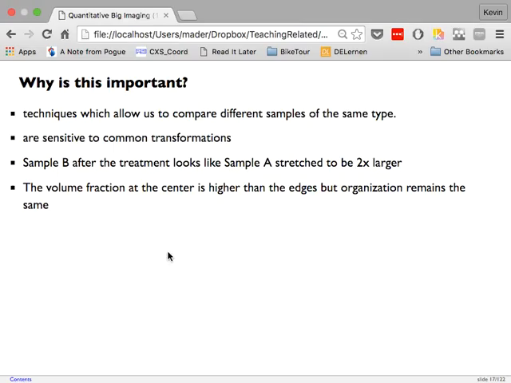Or the volume fraction at the center is higher than at the edges, but the organization remains the same. So how can you quantify things like organization independent of things like volume fraction?